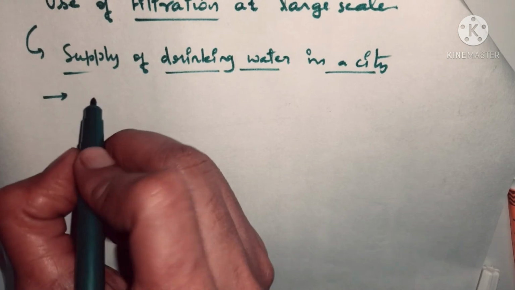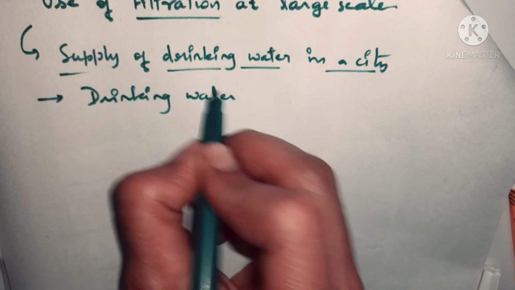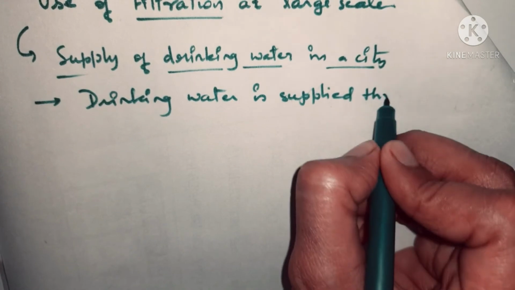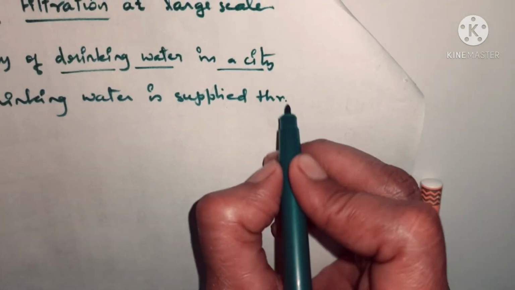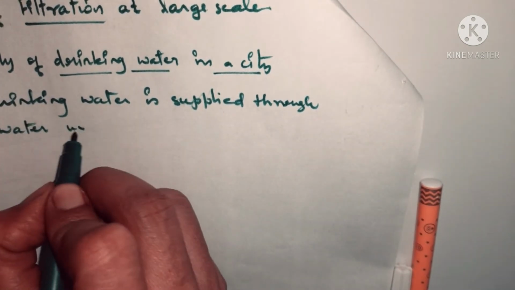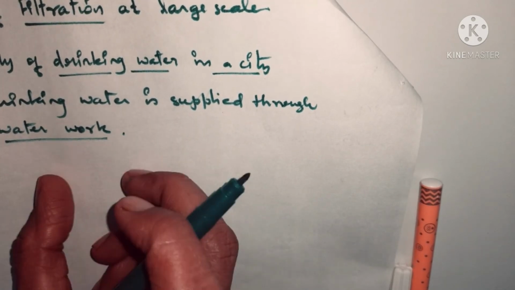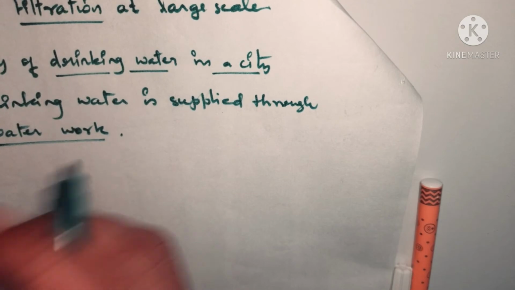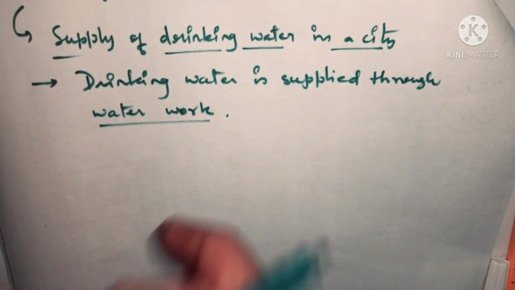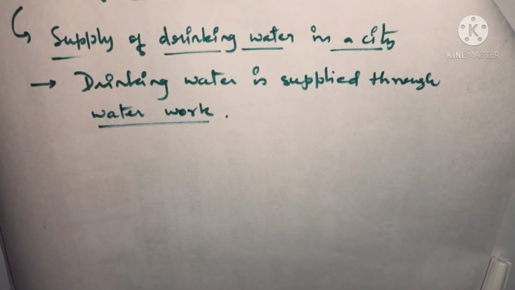From where is it supplied? We'll just write down the steps: drinking water is supplied through water works. And what is the function of this water works? At the water works, different methods are used. A water works is a station, or a set of reservoirs, where the water is treated to be cleaned up.